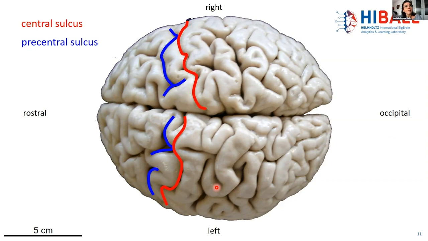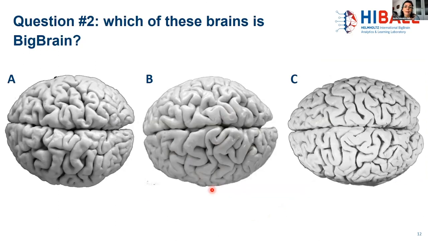So with this, I'd like to come to the next poll. Today it's the last one that I'll be setting today, okay? I'd like you to tell me, which one of these brains do you think is big brain? Would the correct answer be A, B, or C?